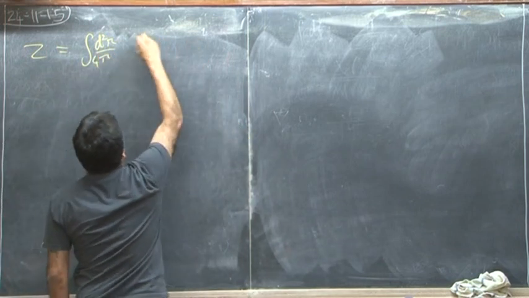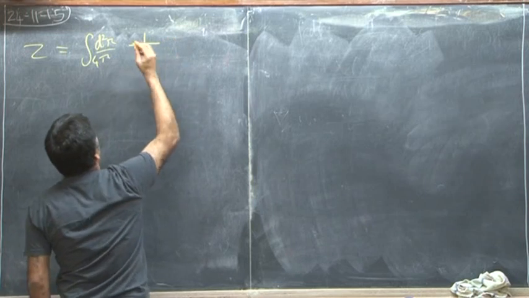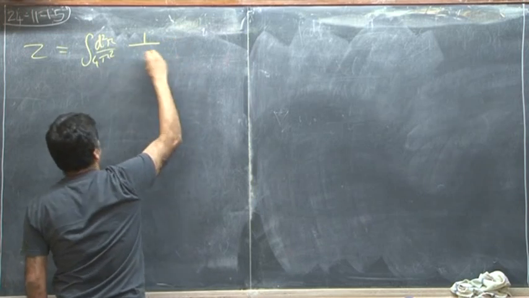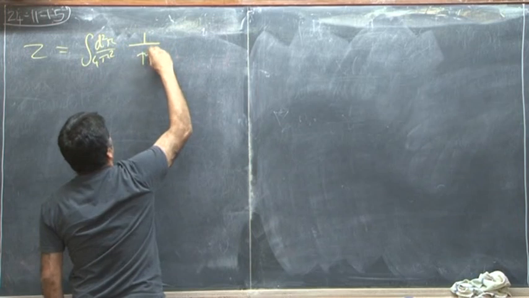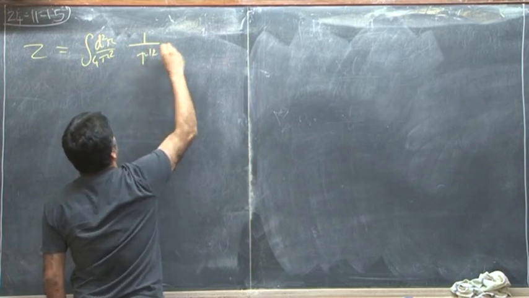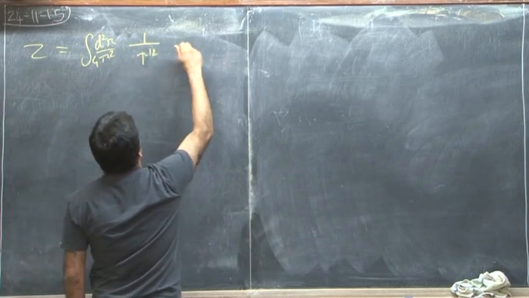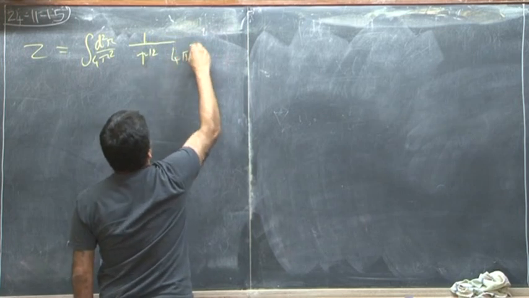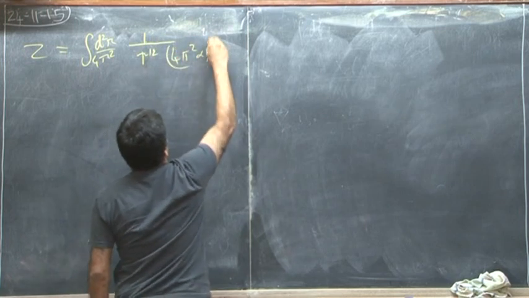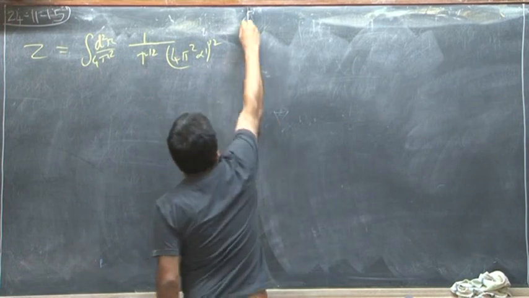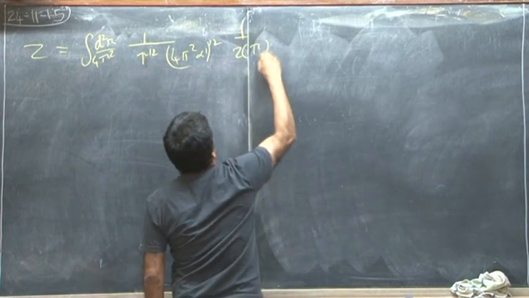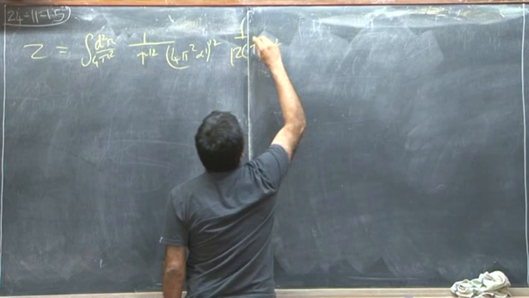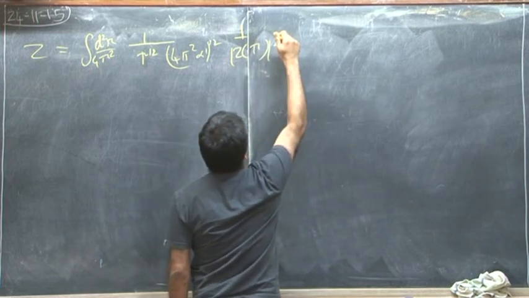Then 1 by tau_2, tau_2 to the power 12, 4 pi squared alpha prime to the power 12, and 1 over eta of tau squared to the power 24.